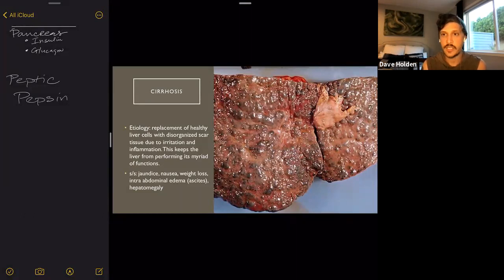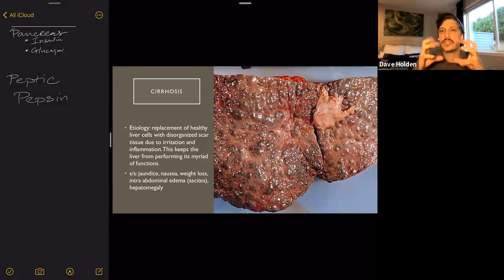The reason that scar tissue is being laid down in the liver is due to irritation and inflammation. So one of the first symptoms that you'll see is jaundice, nausea, weight loss, intra-abdominal edema, which is again a fluid swelling, but of the abdomen.